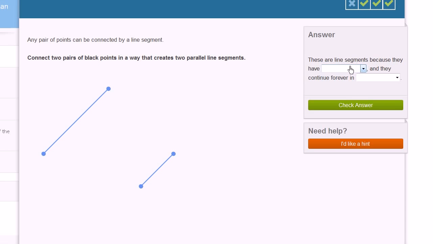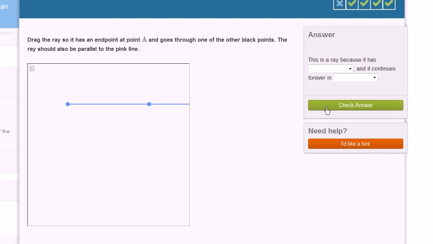And these are line segments because they have two endpoints. They each have two endpoints, and they continue forever. Well, they don't continue forever. They continue forever in no directions, in zero directions. If it was a ray, it would continue forever in one direction. If it's a line, it continues forever past both of these points. In fact, it wouldn't have endpoints because it would just continue forever in both of these directions.